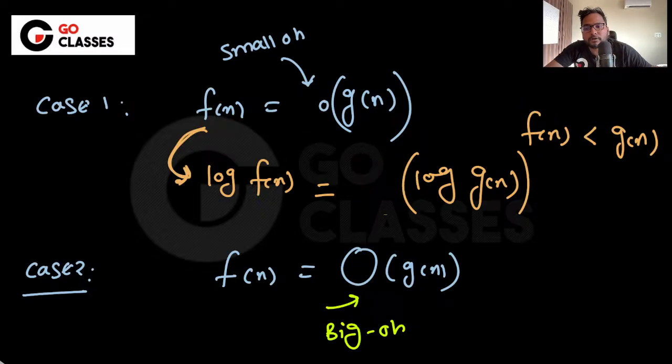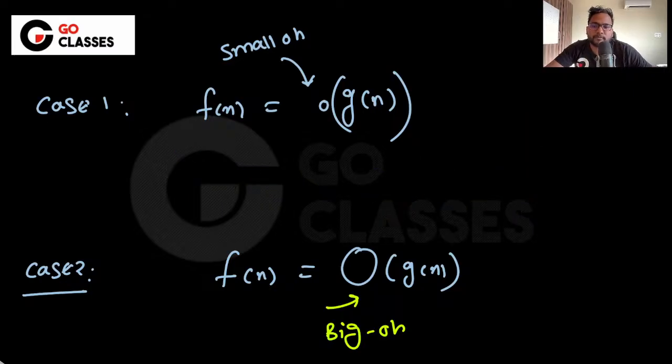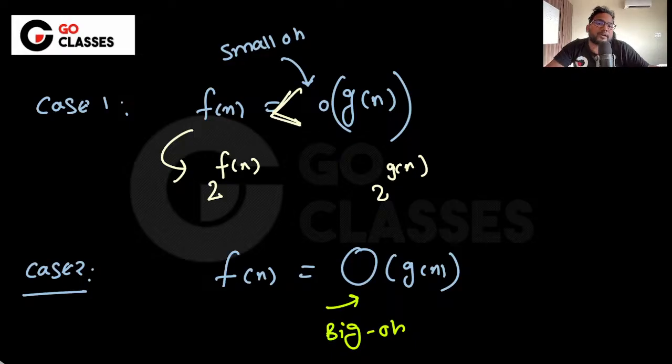What about keeping the exponent? What about if I raise the power? For example, if this is the case, what about if I raise the power? If I just ask you 2 power fn and 2 power gn, how are they related? If this is obviously strictly greater, then after raising the power, there is no way. See, in the log only there is some possibility of some magical thing happening.